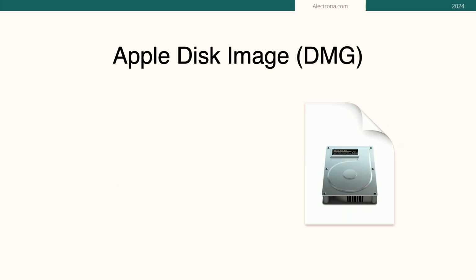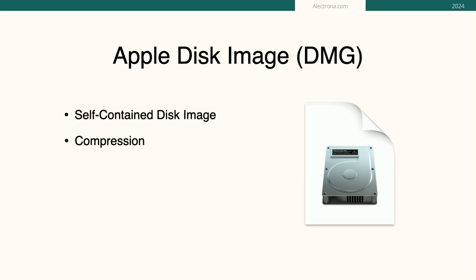Next, the Apple disk image, or more commonly referred to as DMG. What is it? It's a file format that is commonly used on macOS to distribute software, and it serves as a virtual disk that mounts on the system. It's a self-contained disk image, and it is advantageous for compression.